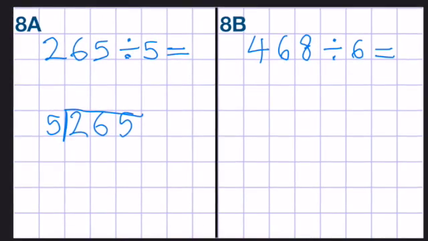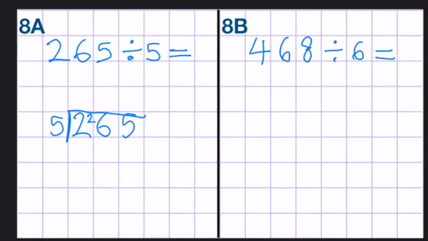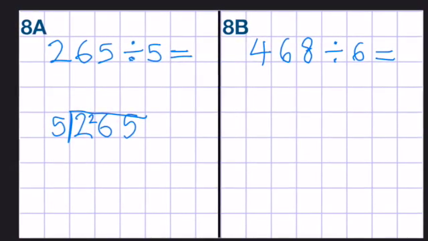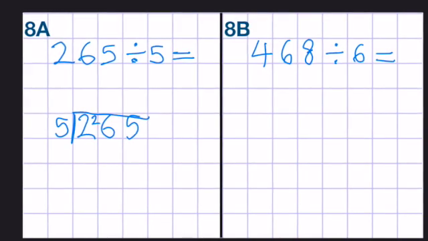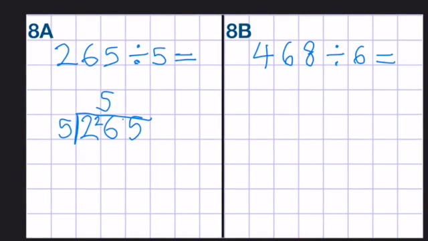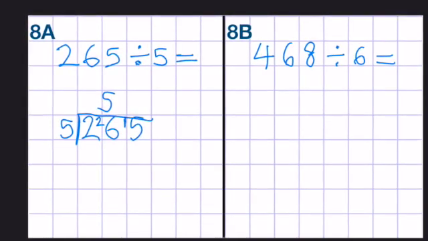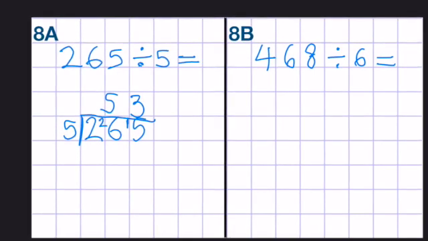5 goes into 2, well it doesn't. So we carry the 2 across and that becomes 26. So 5 goes into 26 5 times because 5, 10, 15, 20, 25. And then we have one remainder. So 5 goes into 15 3 times, so your answer is 53.